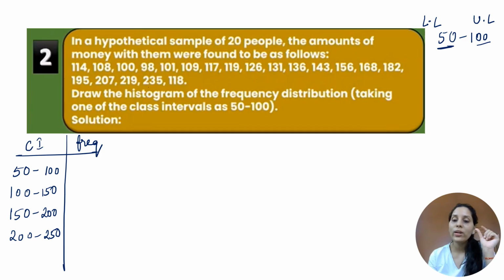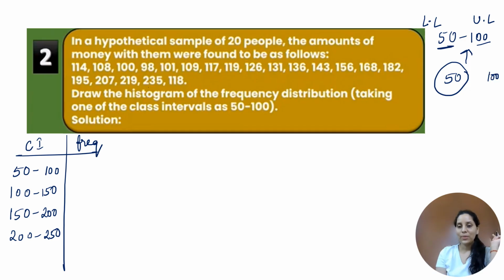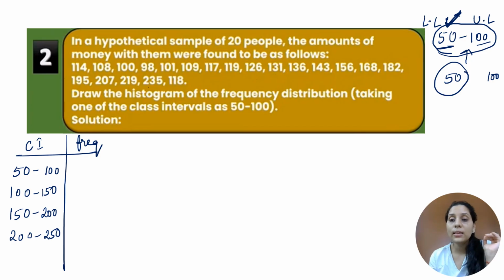Just in case I have 50, will 50 be counted in this one? And in case I have 100? The lower limit is always counted in the class interval, but the upper limit is not counted in that class interval. So when I have 100, I will not write it in this class interval. It will go to my next class interval. Only the lower limit is counted in that interval, while the upper limit is counted in the next class interval. So make sure you do it properly.